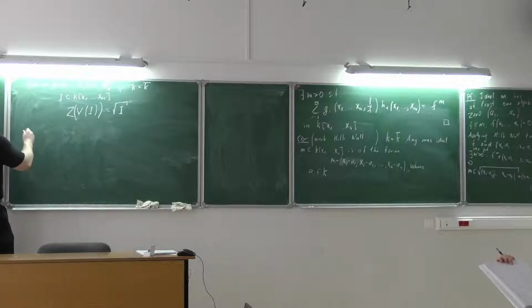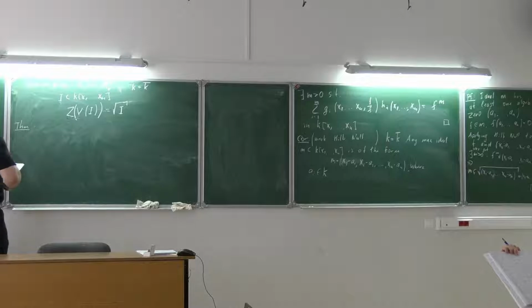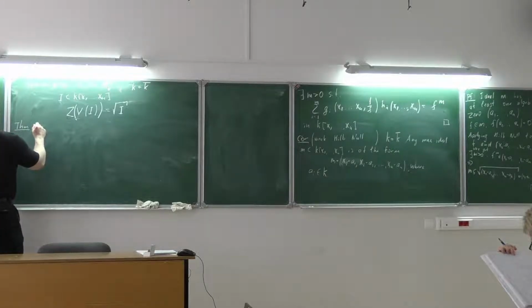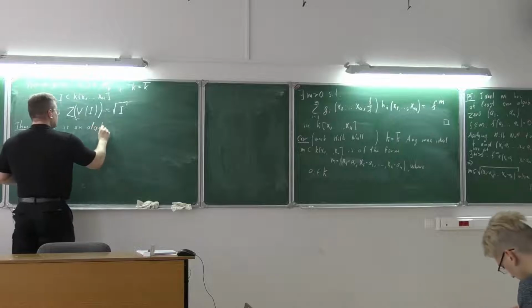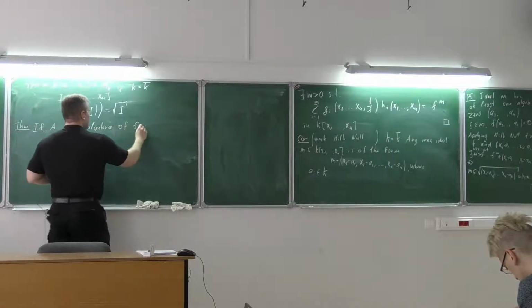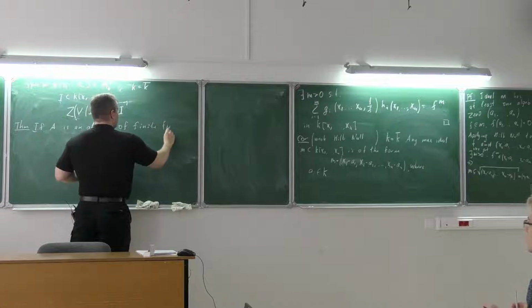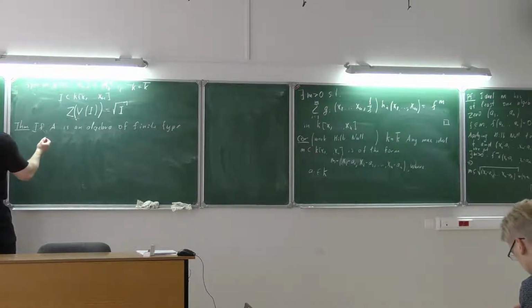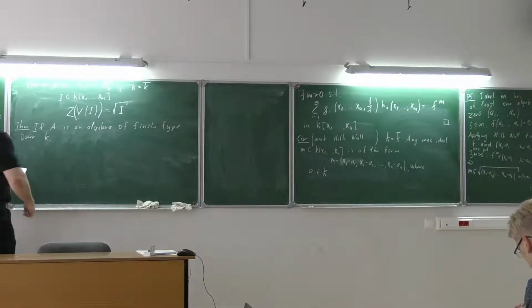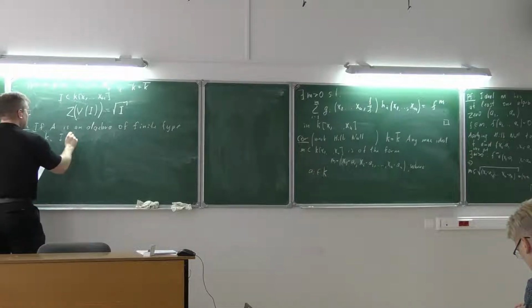And now, I think this is the last non-trivial statement in this section and also in this chapter. So, if A is an algebra of finite type, of course over a field, so over some K, we consider an ideal in this algebra.